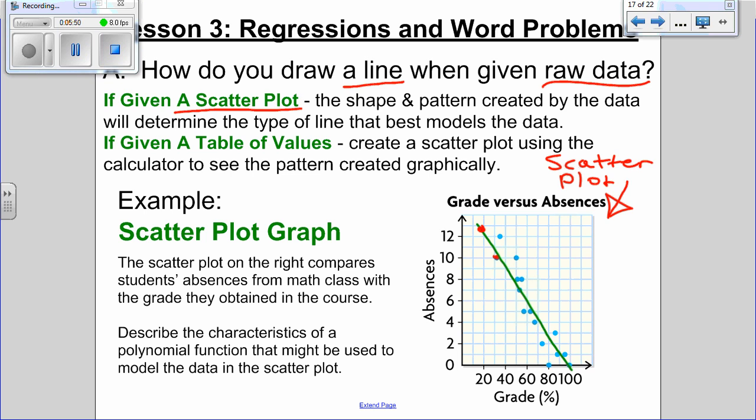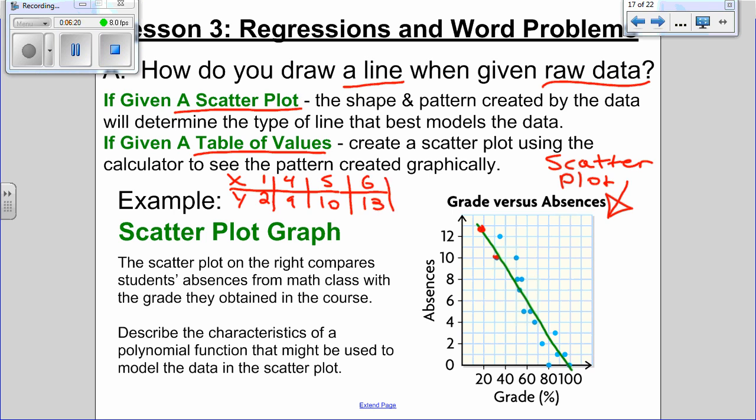That's if you're given the scatter plot. You're not always given a scatter plot. In fact, almost all the time you're not going to be given a scatter plot. You're going to be given a table of values. A table of values is when they give you a bunch of x and a bunch of y values. So they would say something like this: x is 1, y is 2. X is 4, y is 9. X is 5, y is 10. They're just going to give you a whole bunch of information like that. That's called a table of values.